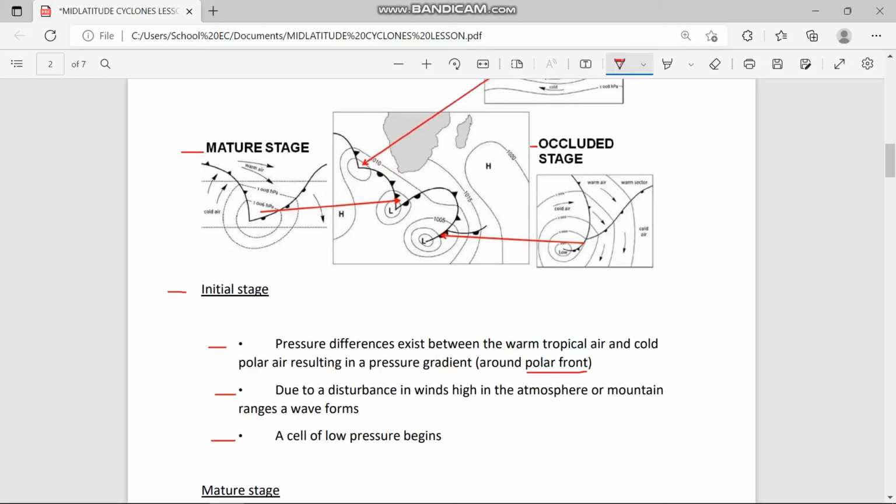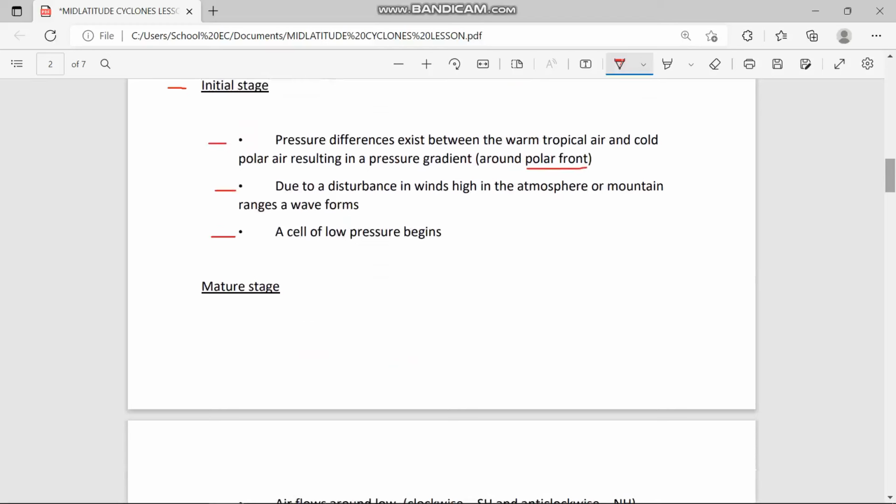A disturbance in winds high in the atmosphere is now unstable. So the wind is now unstable. The wind is moving too fast. It's starting to move and so on. And now a cell of low pressure that is called a mid-latitude cyclone is formed. So let's move to the mature stage.